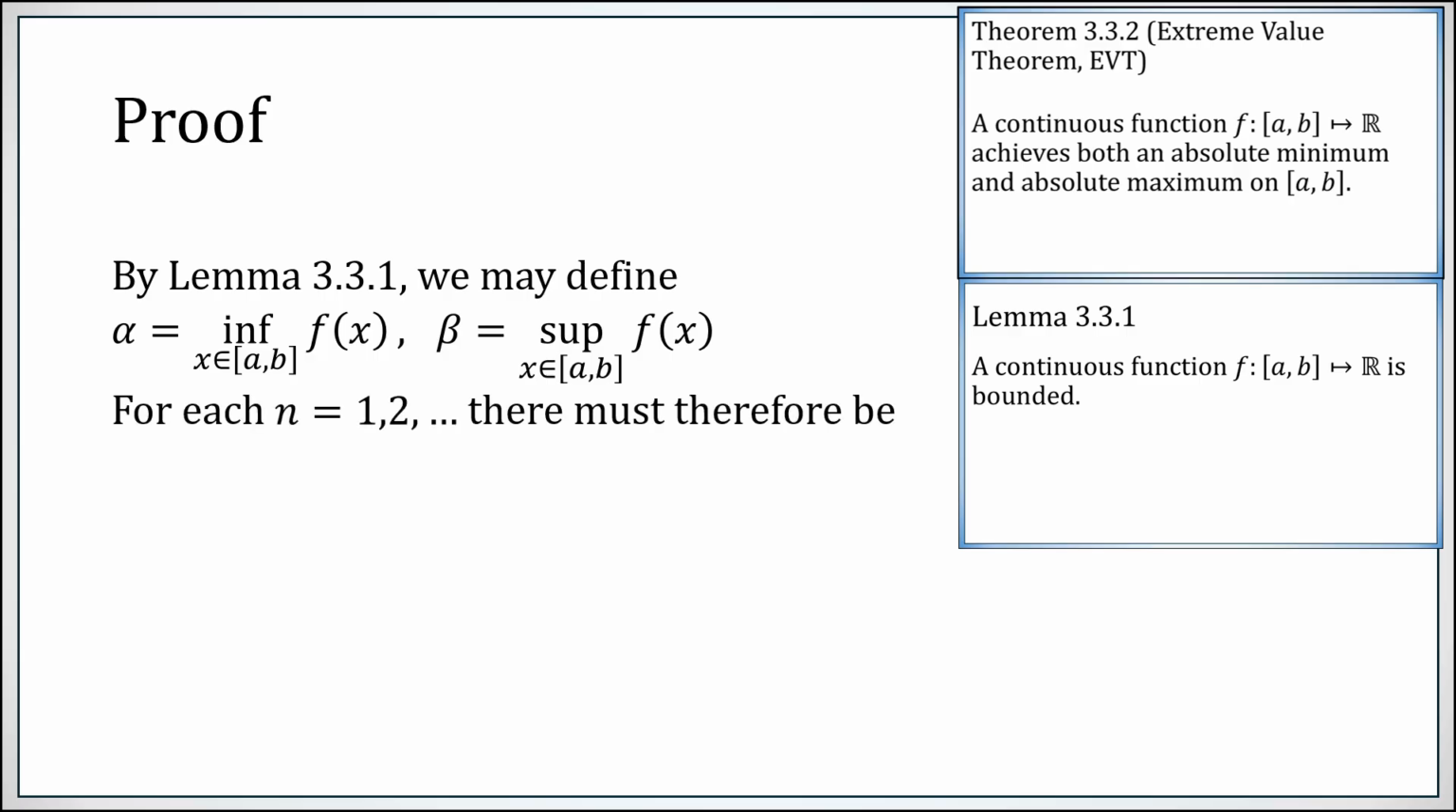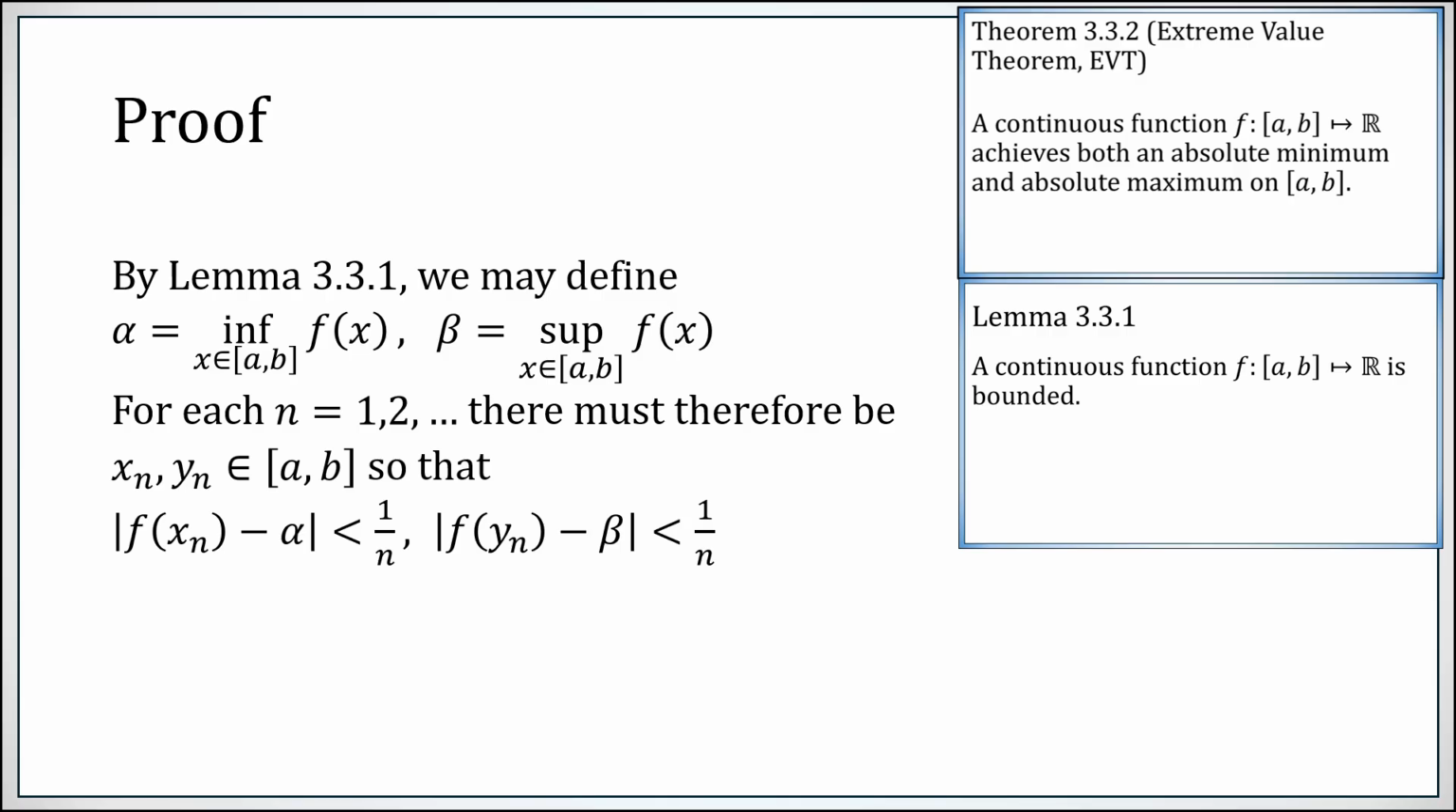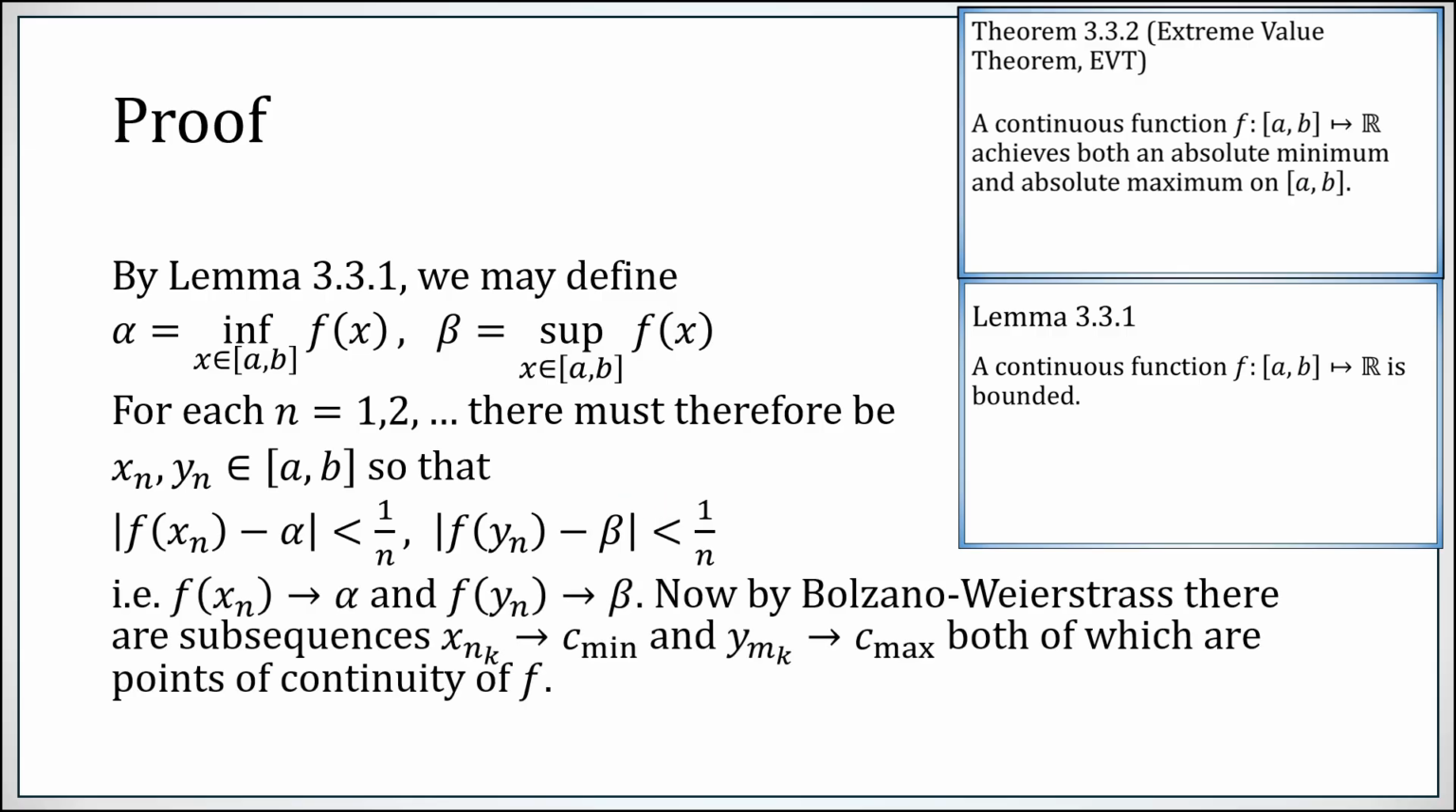But specifically, for every positive integer, there are points back in the domain where the corresponding points in the range are arbitrarily close to the inf and sup respectively of the range. So we are finding points in the domain belonging to this bounded interval where the corresponding points in the range are getting very, very close to the inf or very, very close to the sup respectively. Applying the squeeze law to these inequalities gives us that f of xn must be converging to alpha and f of yn must be converging to beta.